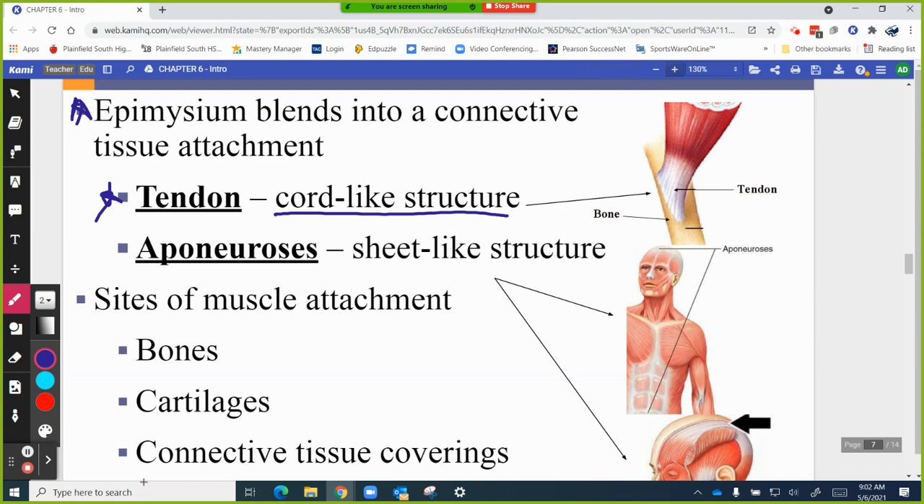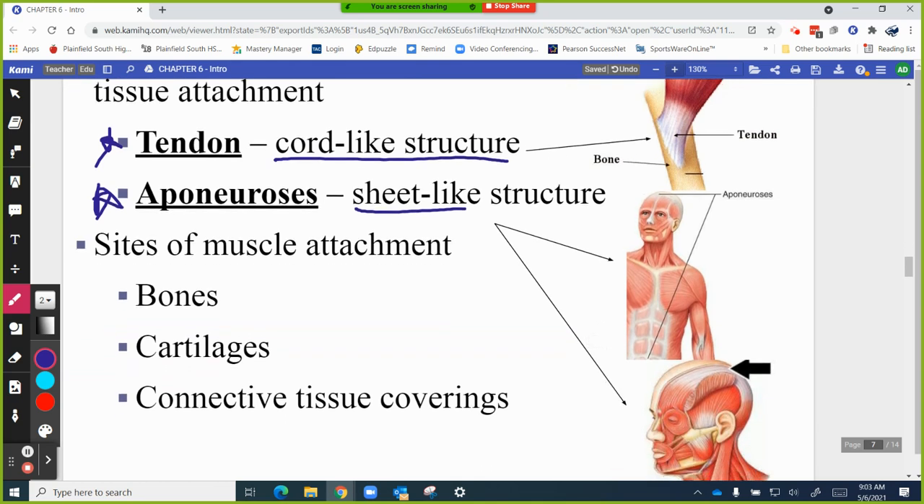These aponeuroses are actually sheets of connective tissue that separate large muscle groups. So we've got aponeuroses that actually connect a lot of the muscles in our skull. Okay. And then there's also aponeuroses that connect the muscles of our abdomen. Right. So our abdominal muscles are separated by aponeuroses, and they're just these big sheets of connective tissue.